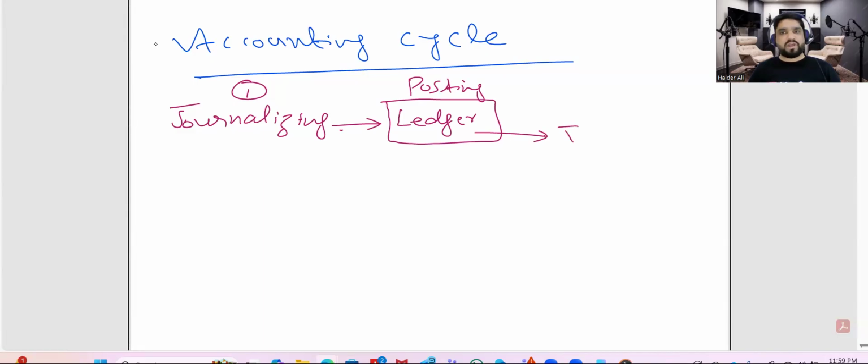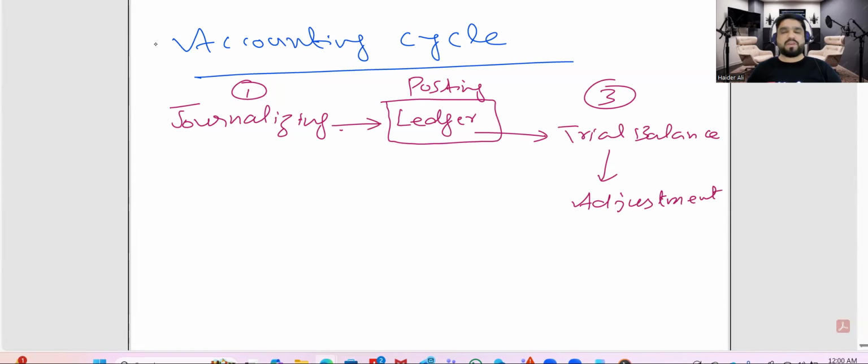Then we prepare the trial balance. This is the third step of the accounting cycle, and that's the unadjusted trial balance, because in the third step we did not have any adjustments. Afterwards, we need to prepare some adjustments. For instance, for prepaid expenses, we need to adjust how much prepaid has expired, or maybe outstanding expenses, etc. So we need adjustments after the trial balance is made. The fourth step is done. The fifth step is we need to prepare the adjusted trial balance.